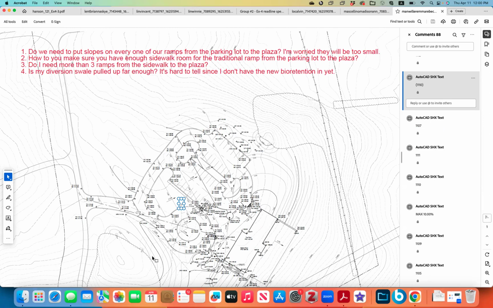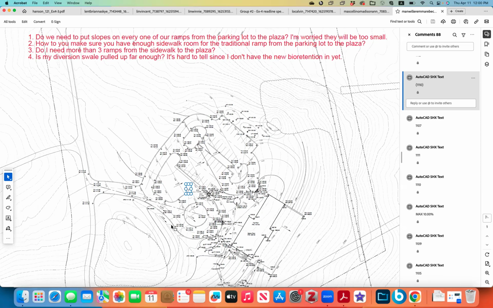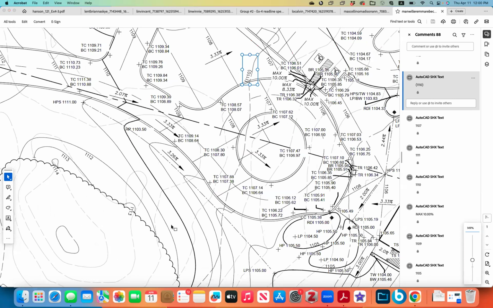Diversion swale. We'll need to talk about that. We don't know yet before you put in the retention. You have to put in the retention and it doesn't look like it's long enough. The swale itself is long, but it is not pulled up enough. If I put a retention over here, then you need to do this. The retention will be tucked in between the 2 contours.